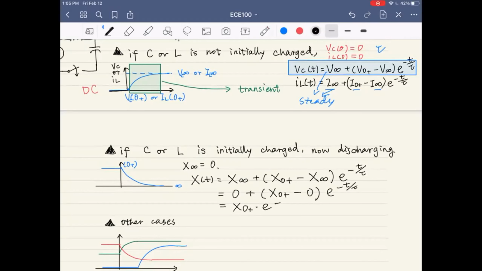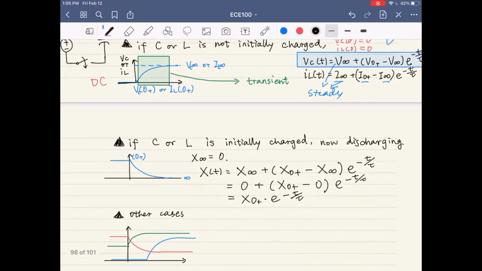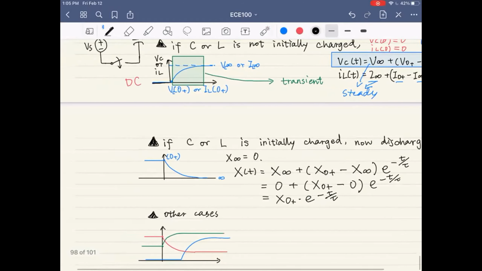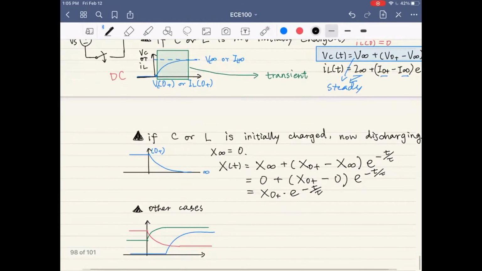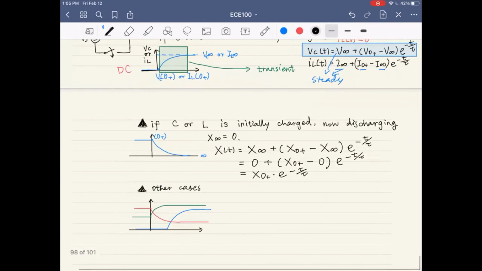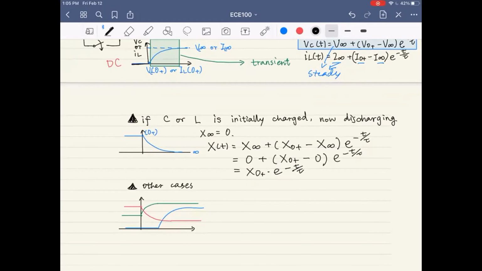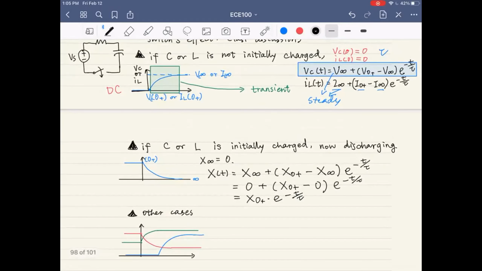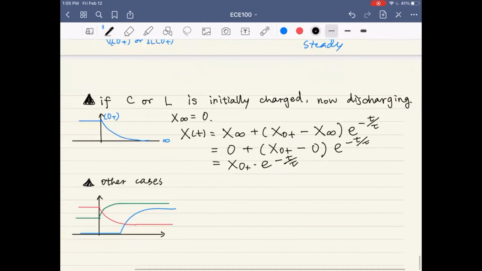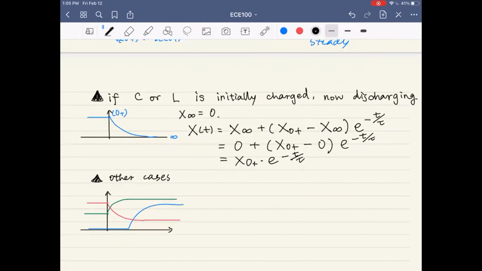We get this. In this case, it's usually seen when a capacitor is charged for a long time and suddenly you turn a switch off and it starts charging the resistor. Okay.